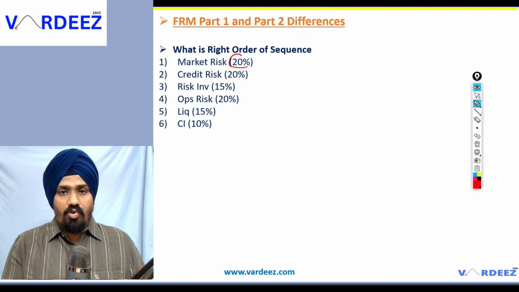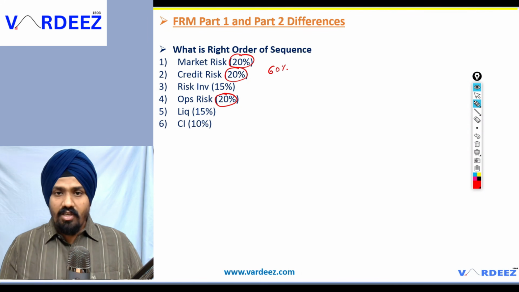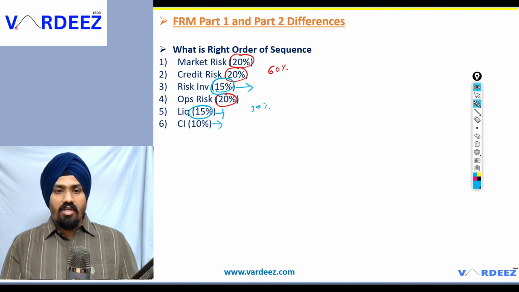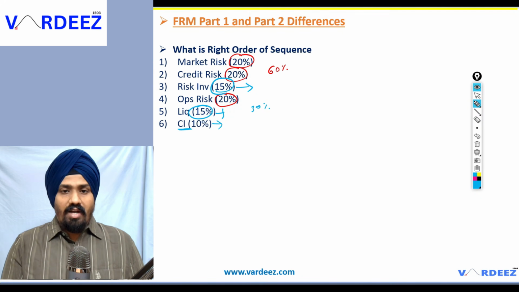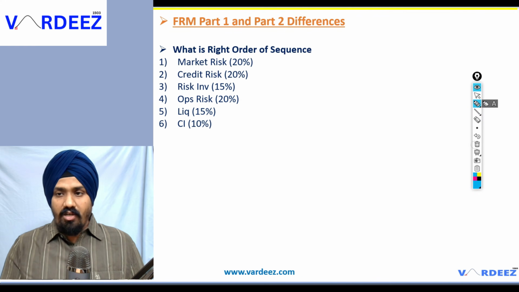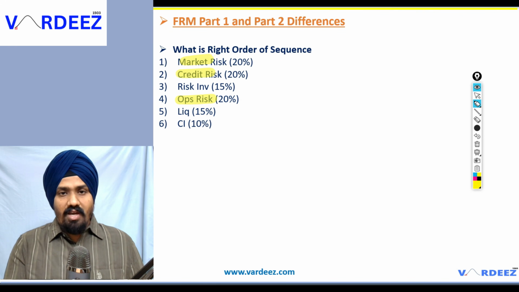Market risk has 20%, credit 20%, operational risk 20%. So these three subjects form 60% of the curriculum. And then you have risk investment and liquidity, which form another 30% of the curriculum. And then finally, you have a standalone subject, which is current issues, that forms about 10%. So this is how the weightage has been structured. The heavyweight books are operational, credit, and market risk.